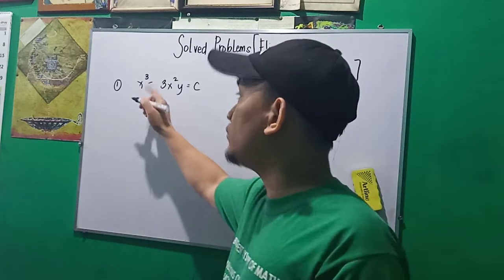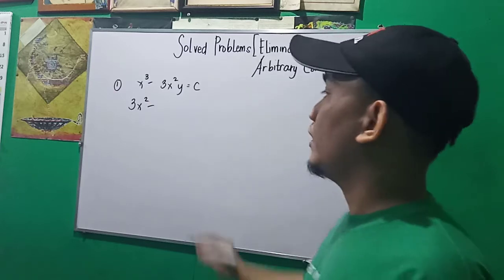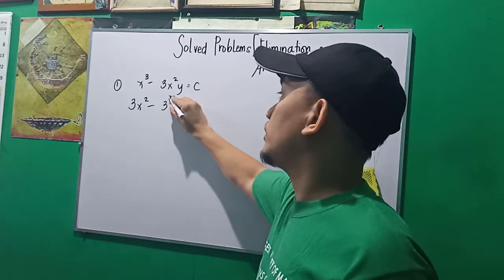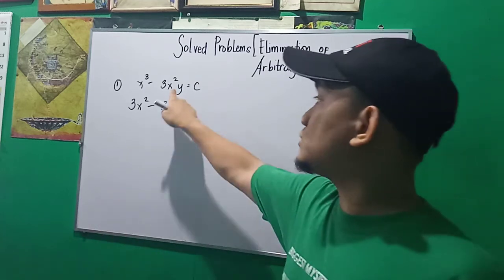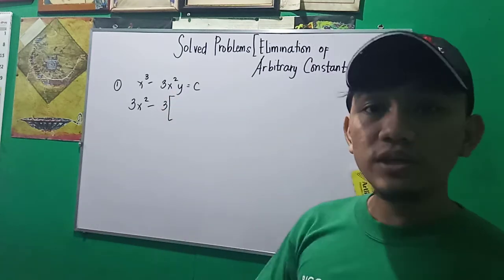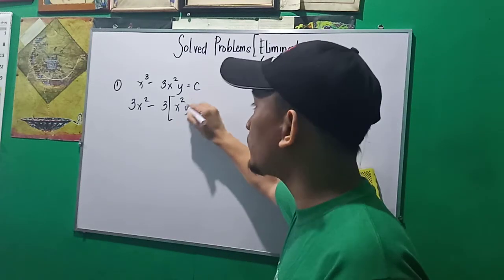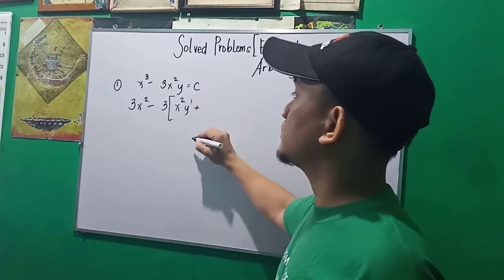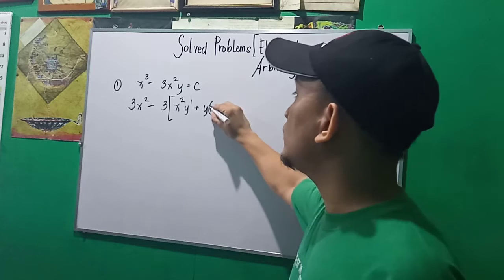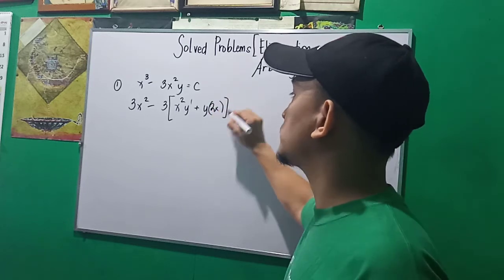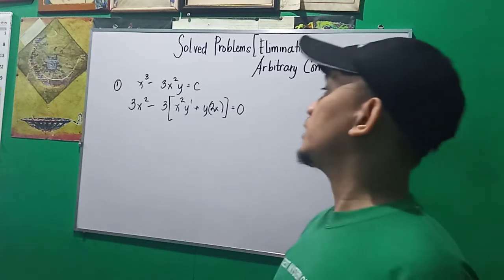So, that is, ano derivative ng x cubed? 3x squared minus 3 times the quantity. Bakit nilagyan natin yan, Sir IJ? Kasi nga, this is product rule. UDV plus VDU. So, that is x squared y prime plus y times, ano derivative ng x squared mga lodi? 2x. Ganyan siya. Equals, derivative ng c, 0. So, ano mangyari dyan, Sir IJ?